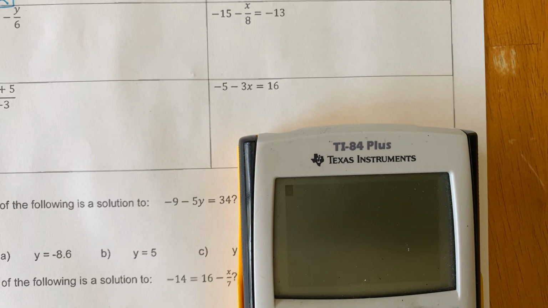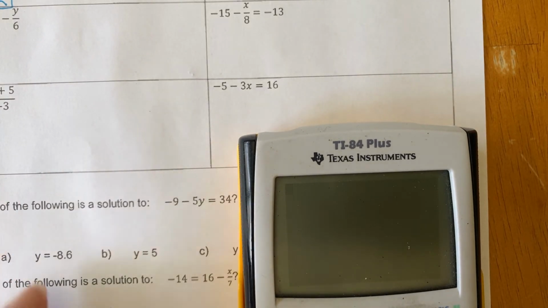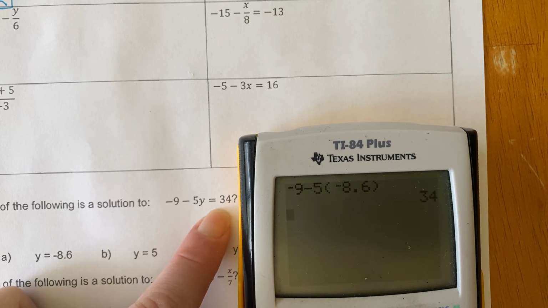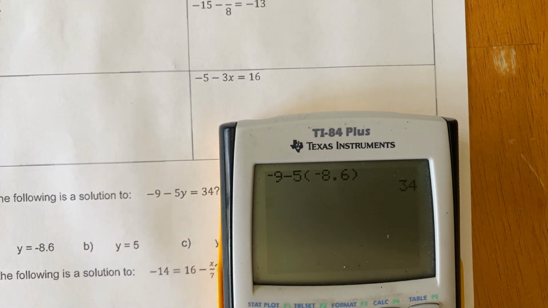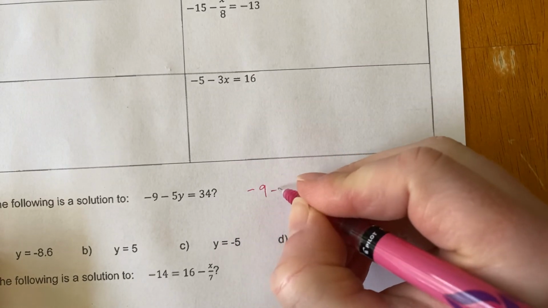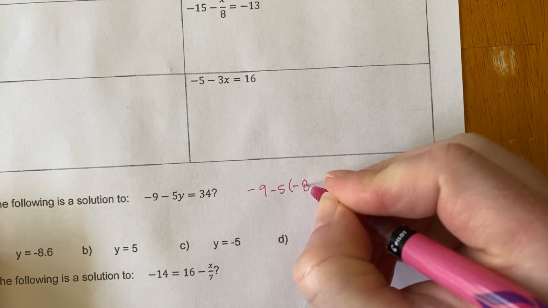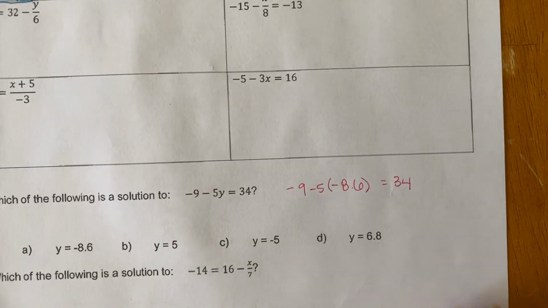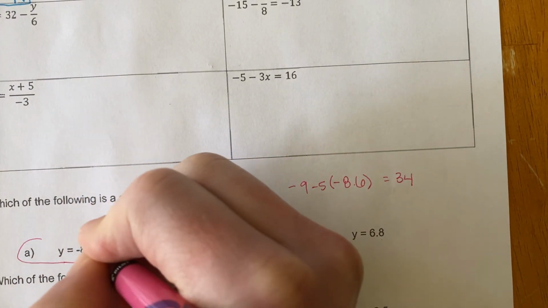If I wanted to see if these were solutions, I could plug them in for y, and I could just use the keys on my calculator to help me with that. So minus 5, I'm going to plug the very first one in, negative 8.6, and I'm going to see, does that equal 34? And I see that it does. Okay, so negative 9 minus 5 times a negative 8.6 does equal 34. It made the equation true. So since it made it true, A is a solution.